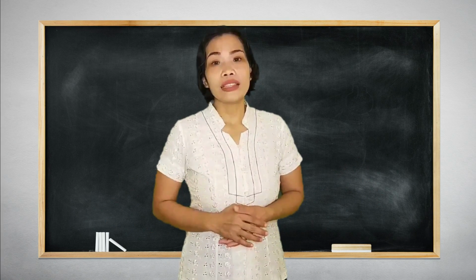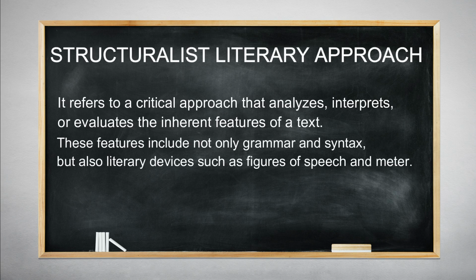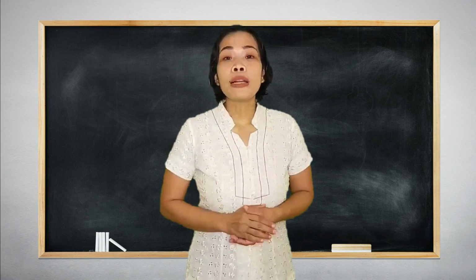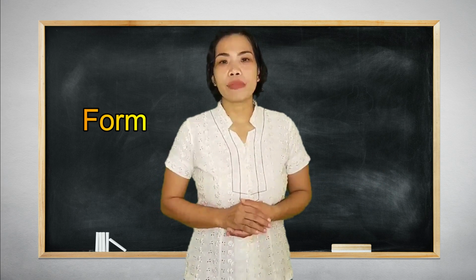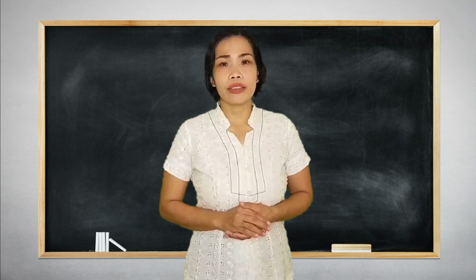So what is a formalist literary approach? It refers to a critical approach that analyzes, interprets, or evaluates the inherent features of a text. These features include not only grammar and syntax, but also literary devices such as figures of speech and meter. The formalist literary approach reduces the importance of texts' historical, biographical, and cultural context. In other words, it is concerned only with the form and sets aside all other aspects such as cultural, biographical, and historical aspects.